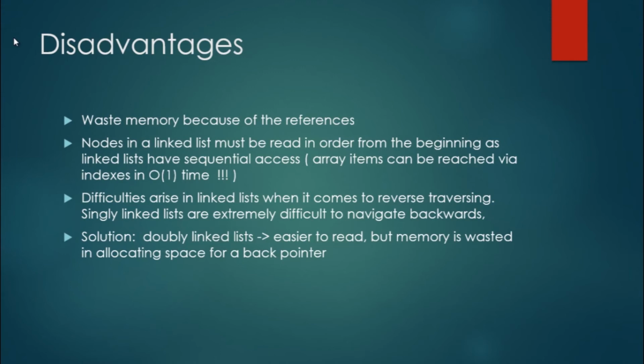So difficulties arise in linked lists when it comes to reverse traversing. Singly linked lists are extremely difficult to navigate backwards. The solution, of course, may be the doubly linked list. It's easier to read, but memory is wasted in allocating space for a back pointer. In a doubly linked list, we have to store a reference to the next node and a reference to the previous node, so it is not so memory friendly. On the other hand, arrays do not need any extra memory. So it depends what kind of problem you have.